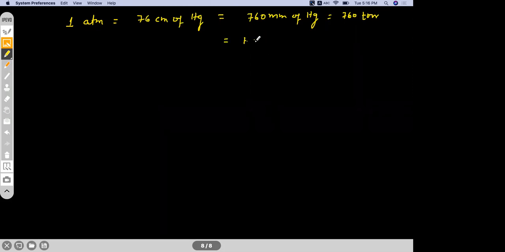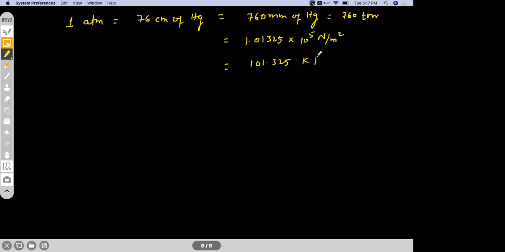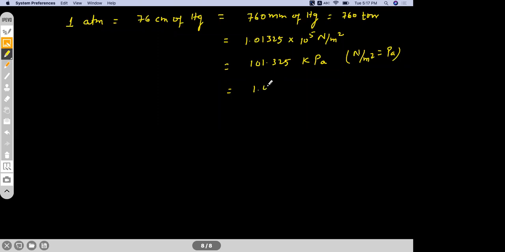This we also write as 1.01325 into 10 to the power 5 Newton per meter square, which we also write as 101.325 kilopascal. So basically Newton per meter square is nothing but Pascal. Both are the same thing. And it is 1.01325 bar. So all these relations of pressure we have here.